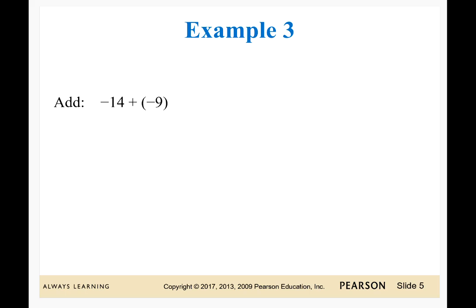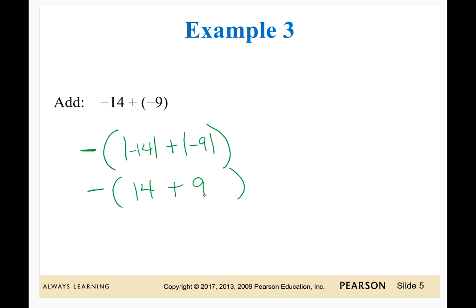Here's our first example. -14 plus -9. Notice they are both negative. I usually address the sign first. They both are negative, so I know my answer has to be negative. Then I'm going to put a set of parentheses. I know that if they are the same sign, I'm going to add their absolute values. So I'm going to take the absolute value of -14 and add to that the absolute value of -9. The absolute value of -14 is 14, and the absolute value of -9 is 9.